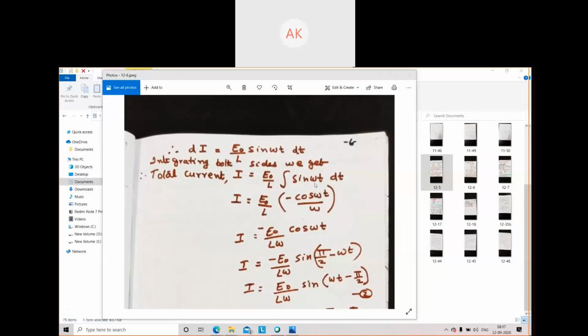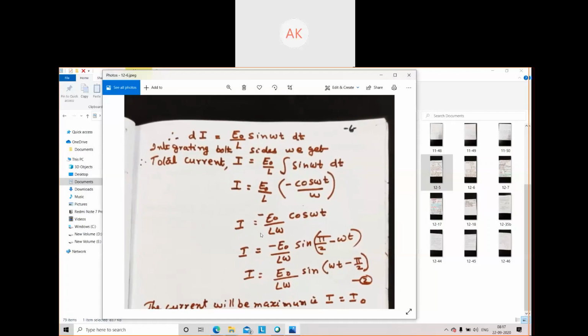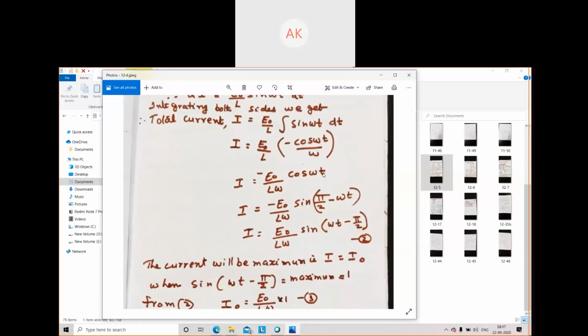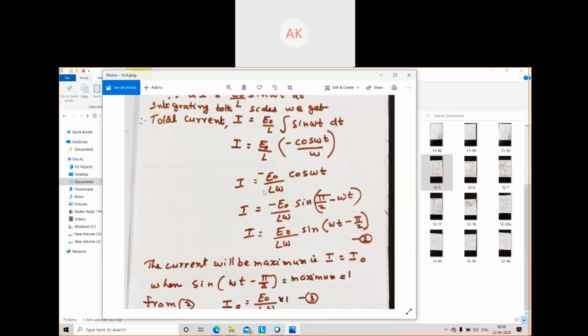So, integral sin omega t is minus cos omega t. And again, you have to differentiate this expression, d by dt of omega t, and with that factor you have to divide this. So, minus cos omega t by omega, you are getting. Now after integration, the integral sign is not there, dt is not there. Only that formula is applied here. Okay. Then next, I equal to, minus sign is taken outside, minus E0 by L omega cos omega t. Then you have to remove this negative sign.